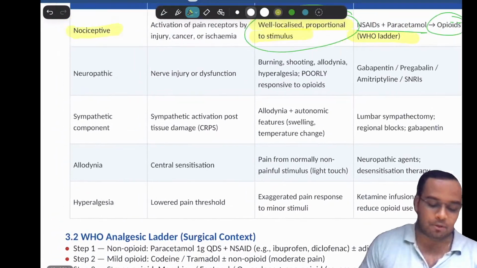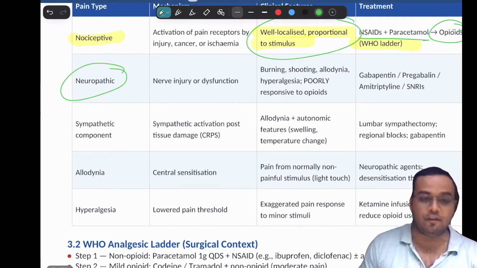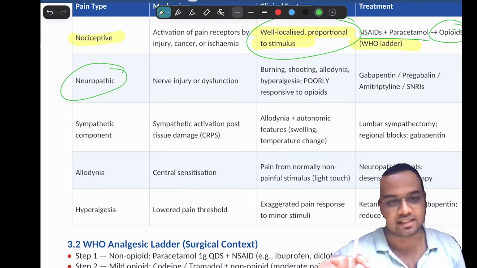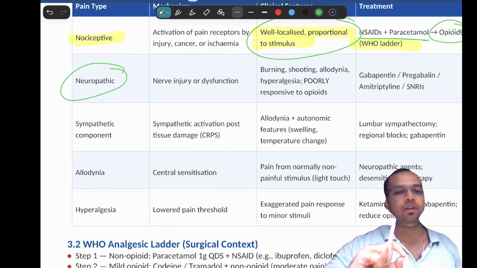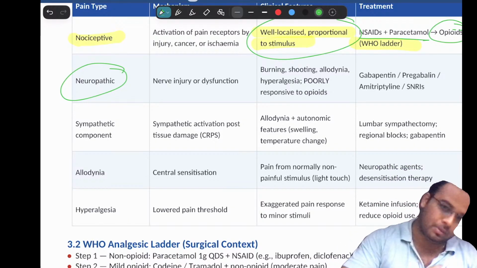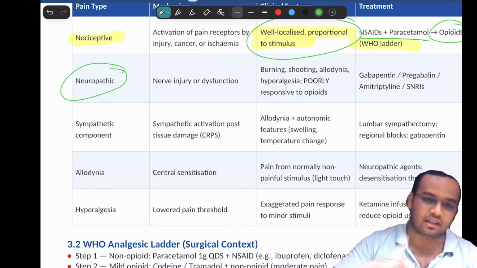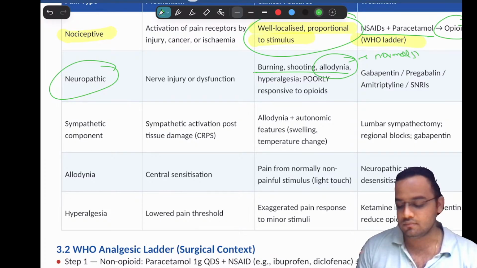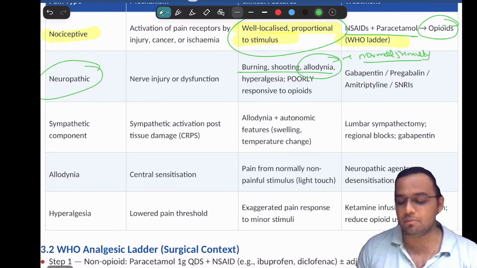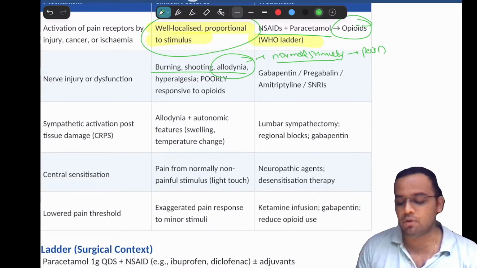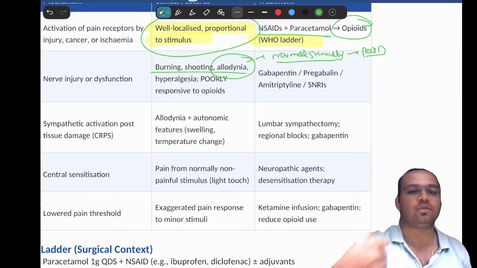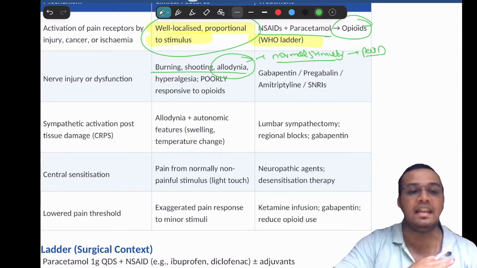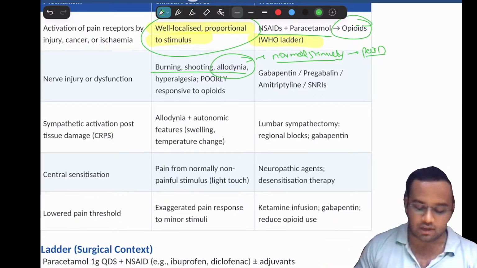Then comes another type of pain, which is neuropathic pain. Whenever the nerves which carry the pain sensation are stimulated, they cause neuropathic pain, which is along the dermatome or along the nerve. It is always a burning or shooting type of pain. What do you mean by allodynia? In allodynia, a normal stimulus is perceived as pain. Whenever I touch a patient, the patient is going to wince in pain, though ideally it should not cause any pain. That is called allodynia.